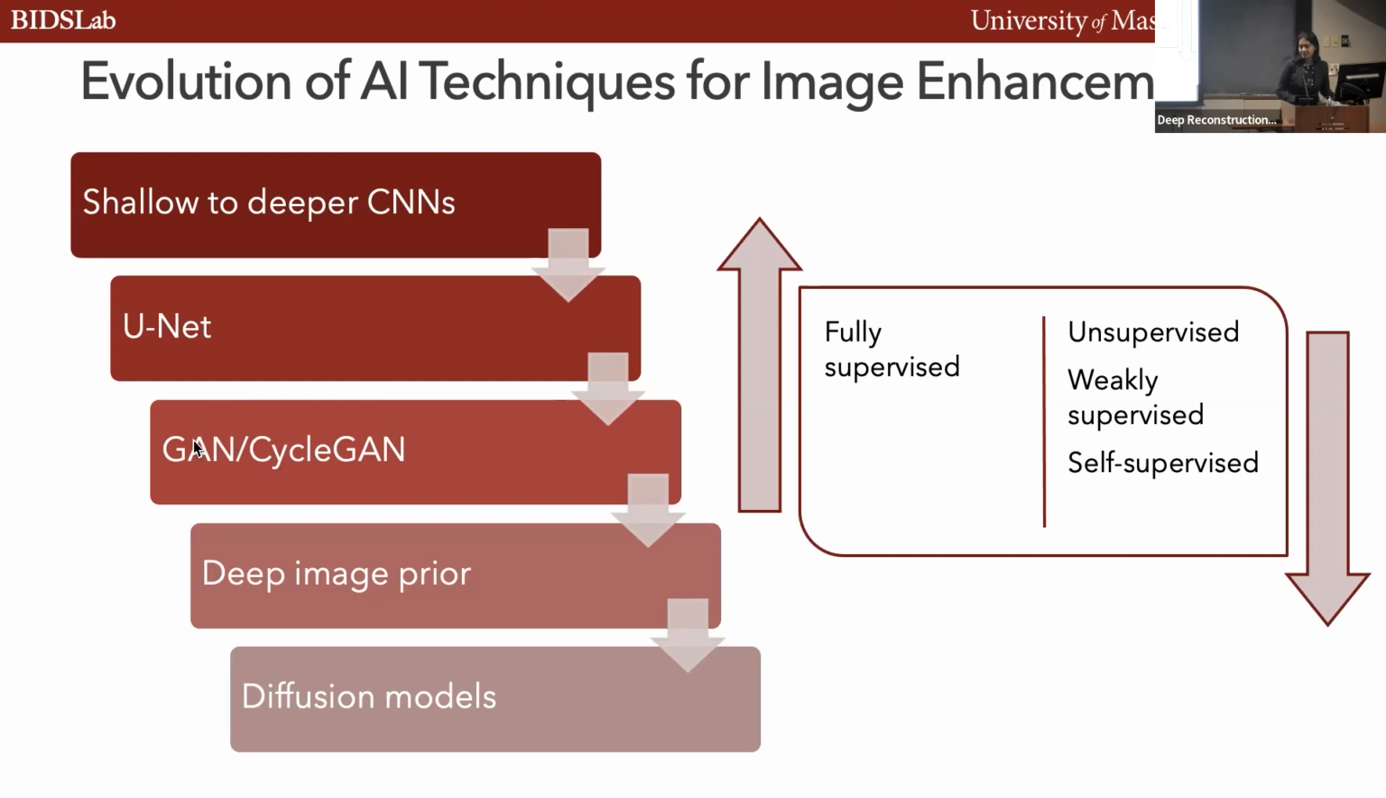And then I do want to mention, I feel like going from the GAN to the CycleGAN, this change really facilitated a parallel transition, which is the reliance on fully supervised architectures to more unsupervised and weakly supervised architectures. And then, of course, since then, we have seen a lot of very interesting methods come up on the unsupervised side, including the deep image prior and diffusion models, which we've been extensively discussing at this meeting.